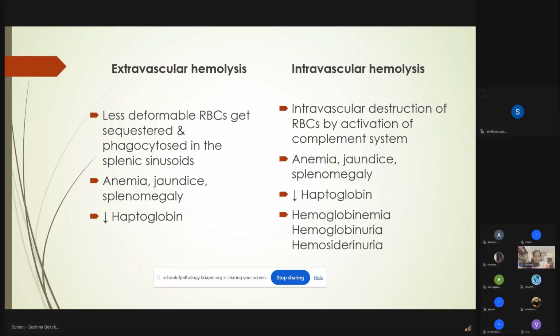So when we talk about hemolytic anemia, it is important to know the differences between extravascular hemolysis and intravascular hemolysis. So the triad remains the same for both extra and intravascular hemolysis, but in intravascular hemolysis, along with other features, you also see hemoglobinemia, hemoglobinuria, and hemosiderinuria.